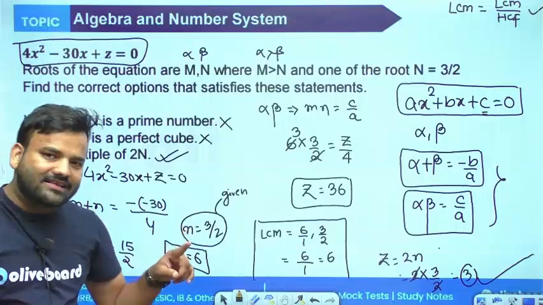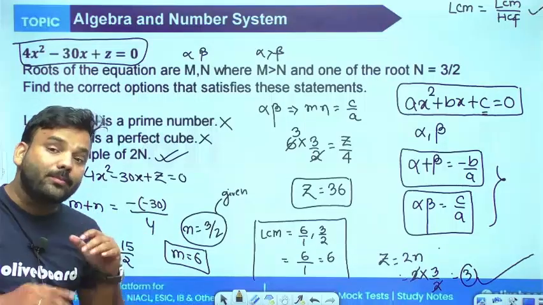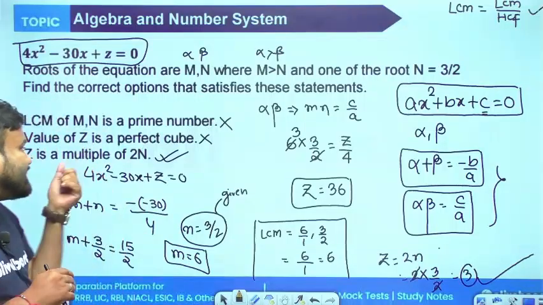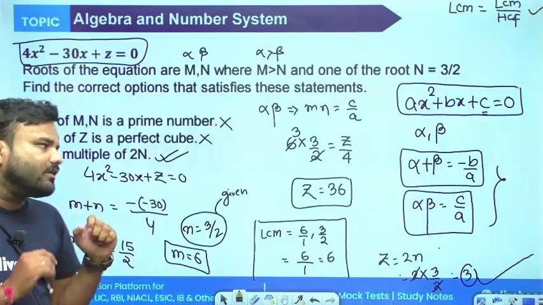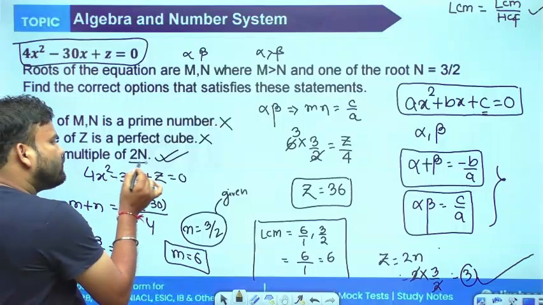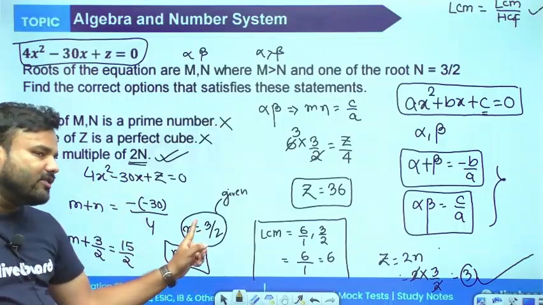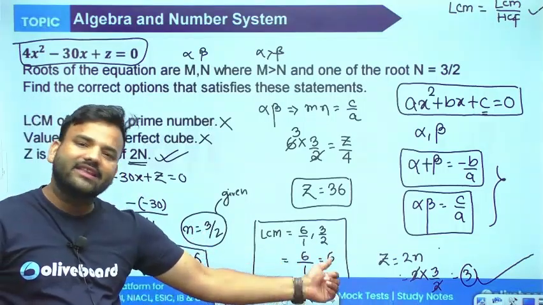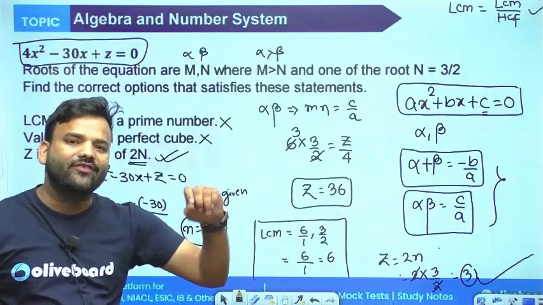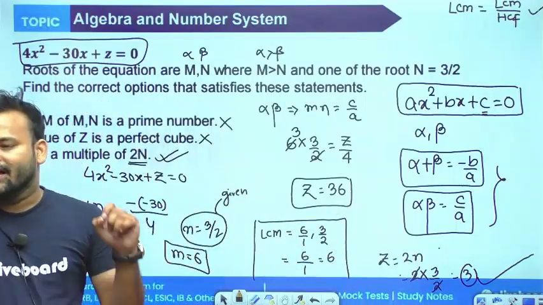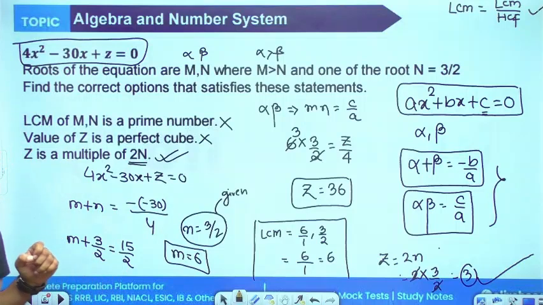See, the question is asking, is z a multiple of 2n? It's not saying that z is equal to 2n. No, z is not equal to 2n. Is z a multiple of 2n? What is the value of 2n? N is equal to 3 by 2. So 2n will be 3. So is z a multiple of 3? Z is 36. 36 is definitely a multiple of 3. Is it clear, everyone? Comment. Is it clear or not?